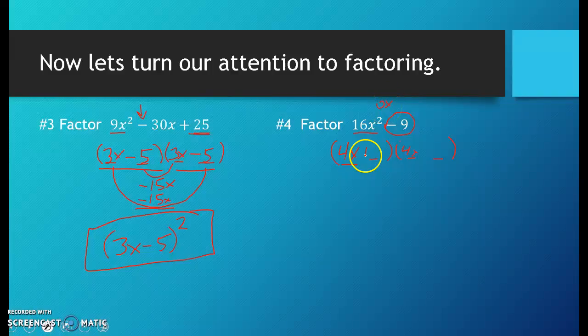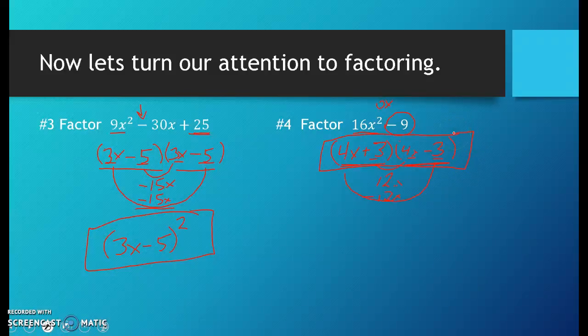And so I know that a positive 3 and a negative 3 multiply together to give me negative 9. And if I check my inside terms, this is 12x. And if I check my outside terms, that's a negative 12x. And those two things do add up to be 0. And so they would cancel each other out. And what you see here is I have two conjugates. And so my factors are just 4x plus 3 times a 4x minus 3.